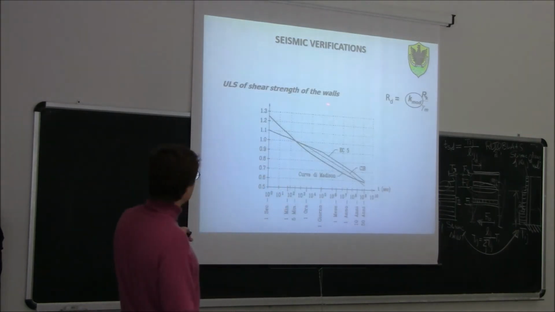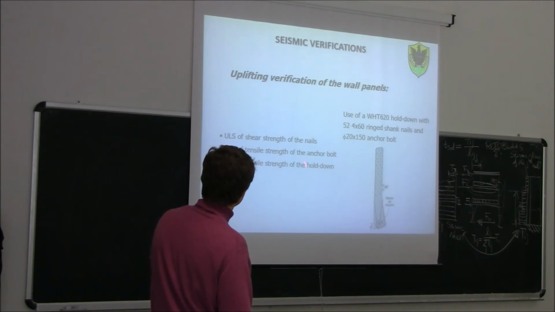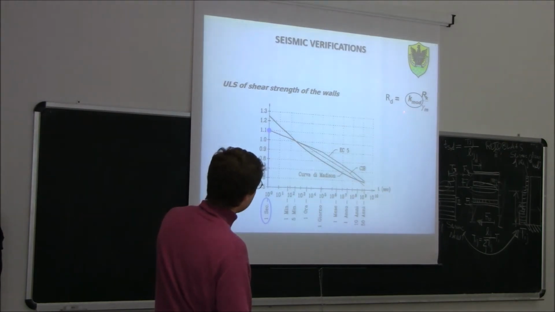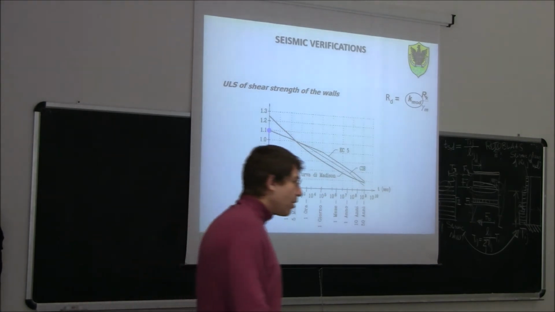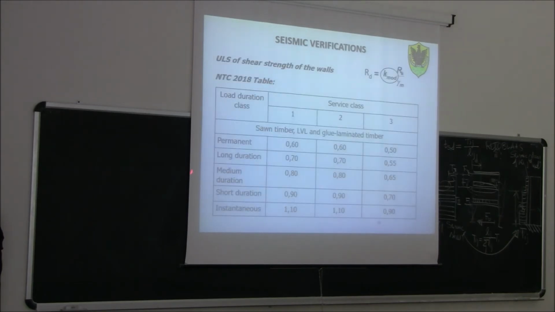So ultimately, state of shear strength in general, for example, of the nails. The normal equation for a timber building is K-mod times RK divided by gamma m. So the K-mod for seismic verification is 1.1. So seismic verification is considered as an instantaneous loading. Even though it is not instantaneous, it will take some seconds. But this K-mod is considered equal to 1.1. Of course, we need to remember in which seismic class we are. Inside a building, we are seismic class 1, for sure. So 1.1 is our coefficient.